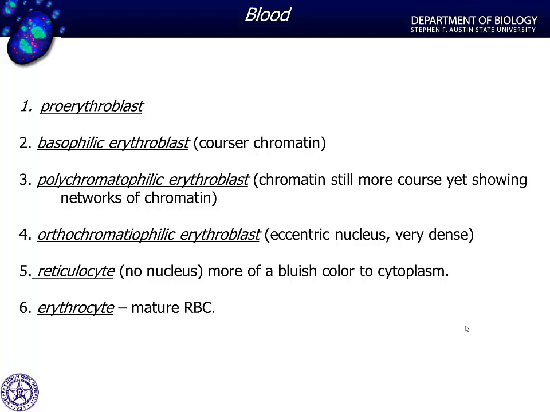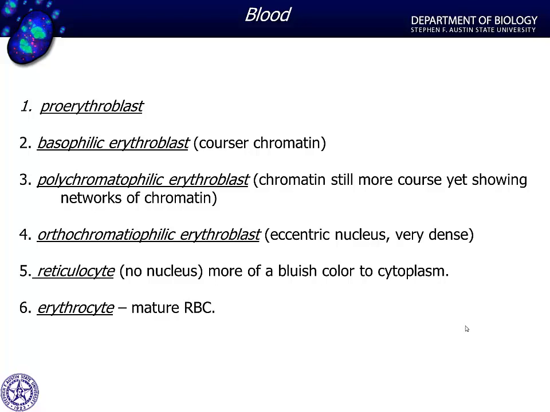The orthochromatophilic, this one is very easy because this one is the jet black, solid looking nucleus in the very center. Sometimes it might be slightly offset, but it's that dense black spot that's going to help us understand that we're looking at an orthochromatophilic erythroblast. It's also at this point that we're going to start to see that change from the blue to the more reddish color.